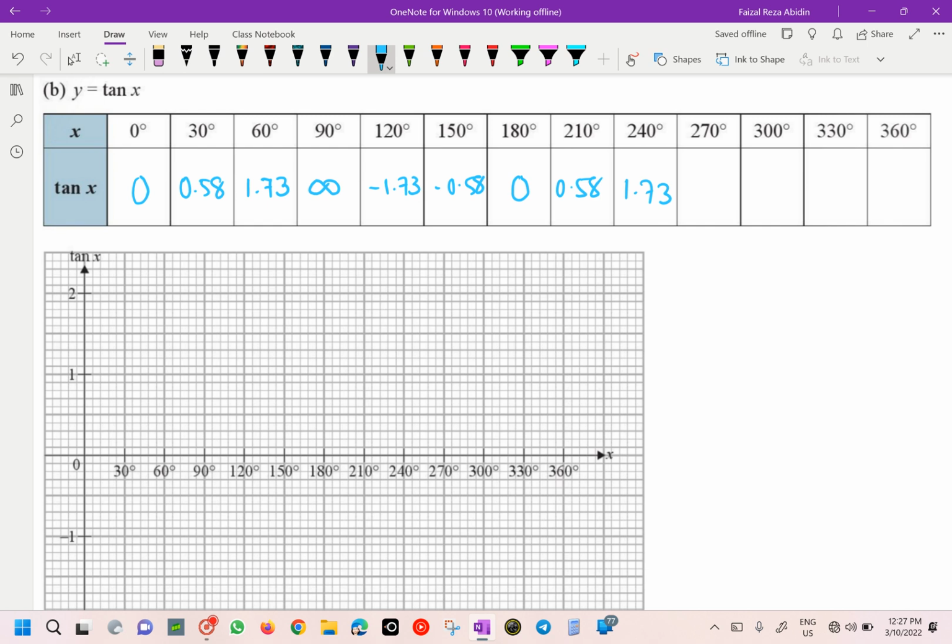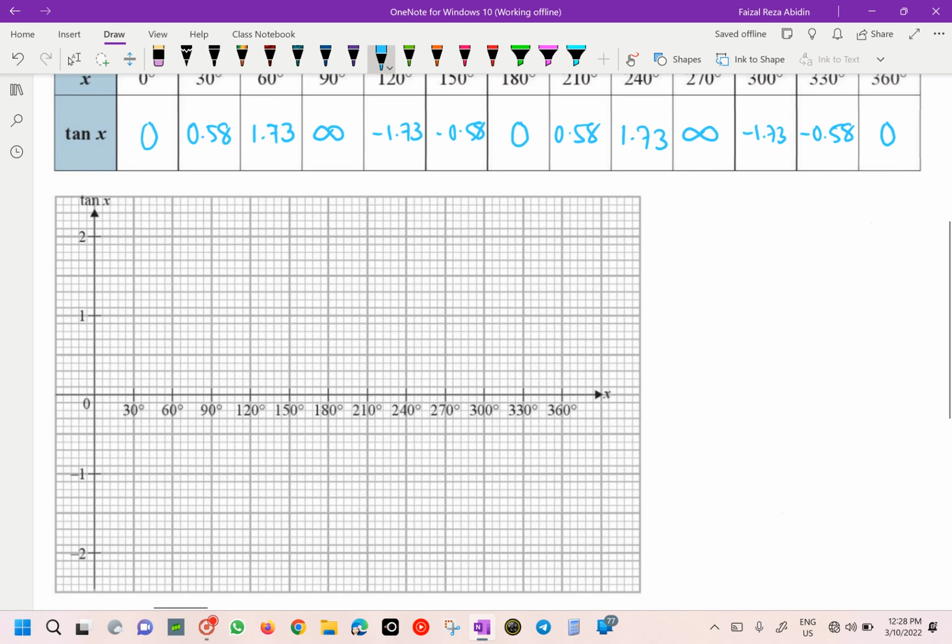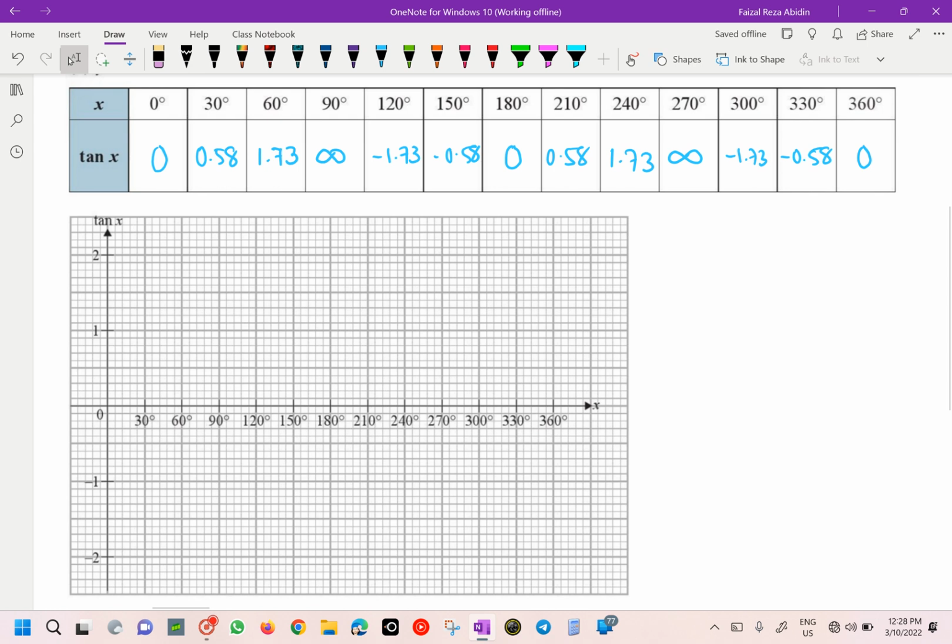1.73. 270 is going to be infinity back. And this one, we are going to start from negative, yes. Negative 1.73, negative 0.58, and lastly, you are going to get 0. Okay, now what we are going to do here, we are going to plot by using the values in our table here. We are going to start with 0.